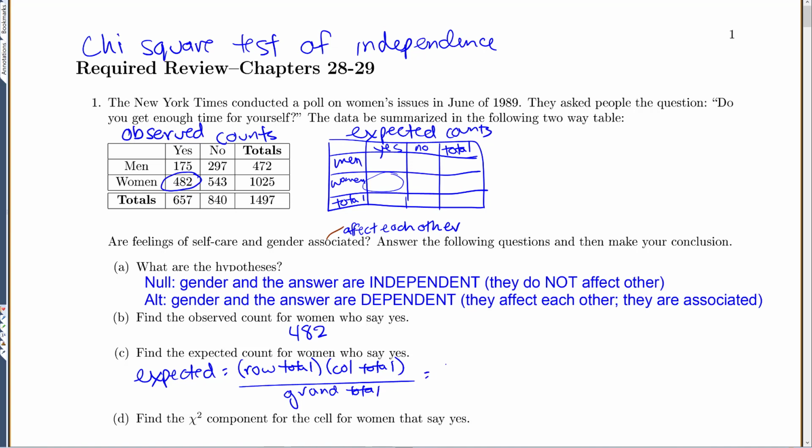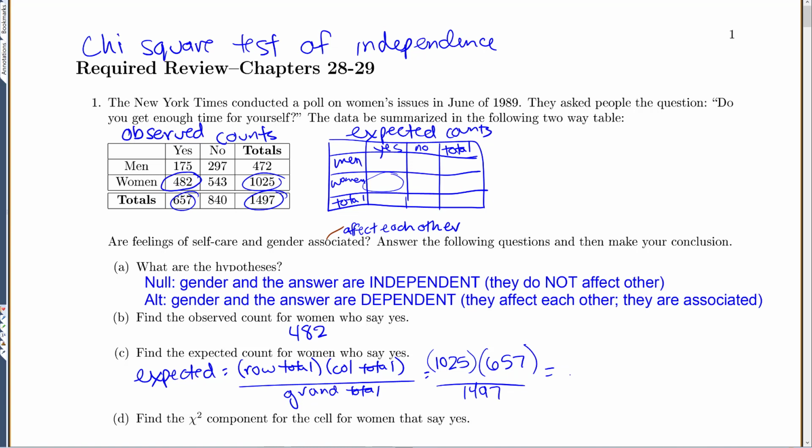So our row total for women is 1,025 times our column total of 657 divided by our overall total of 1,497.